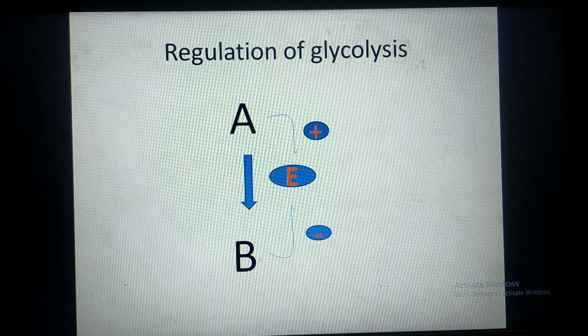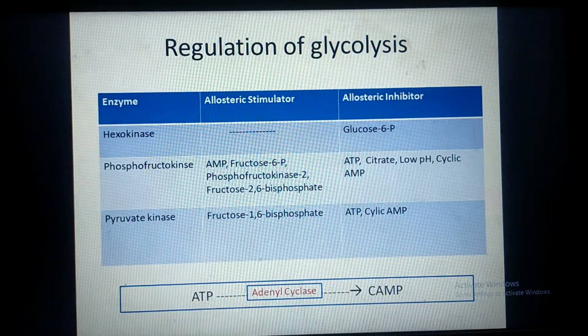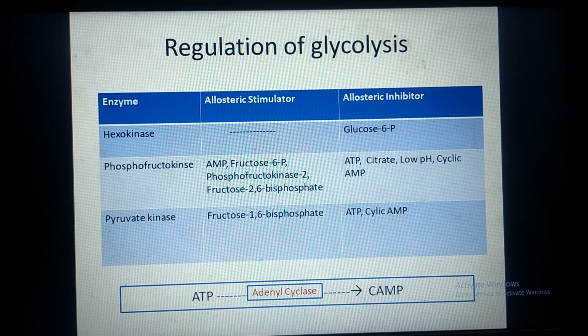See this: suppose the substrate A is converted into B with the help of enzyme E. If the concentration of A, the substrate, increases, then it stimulates the enzyme E. But if the concentration of B, the product, increases, then it inhibits the enzyme E. Generally, this is the mechanism for regulation of various enzymes. So here glucose 6-phosphate is the product of hexokinase, so it acts as an inhibitor.